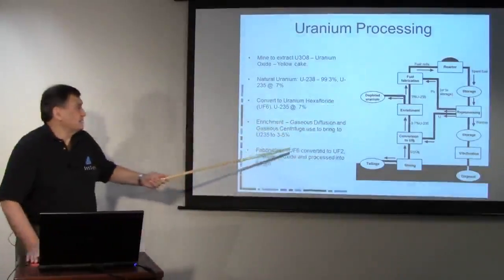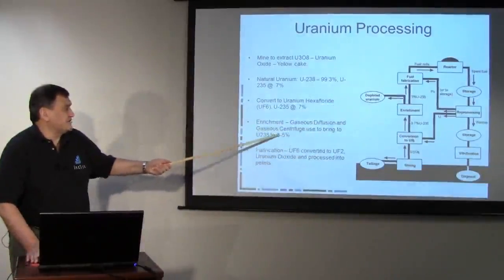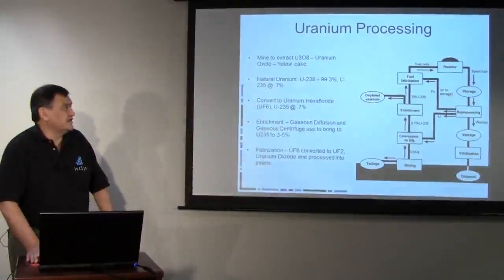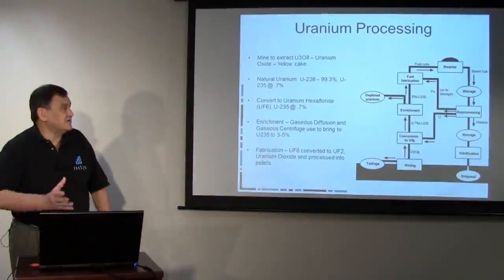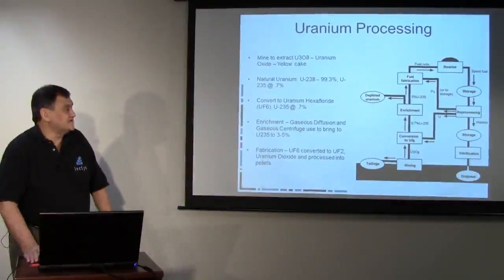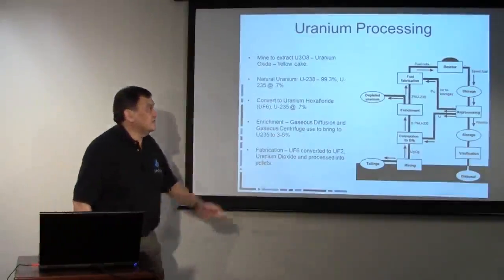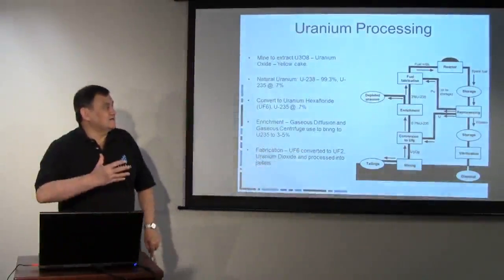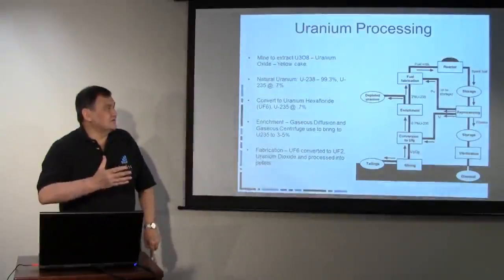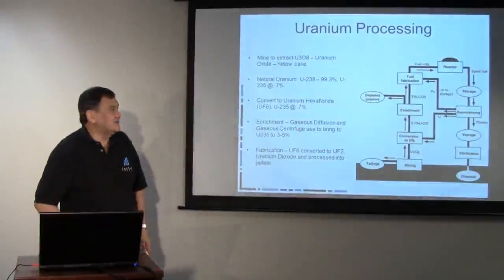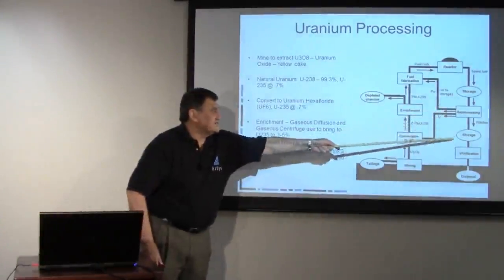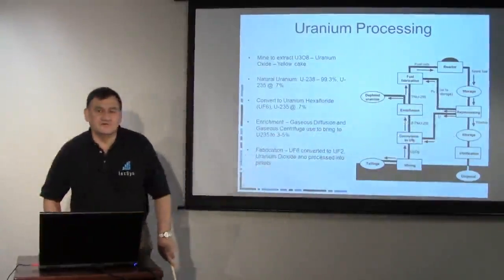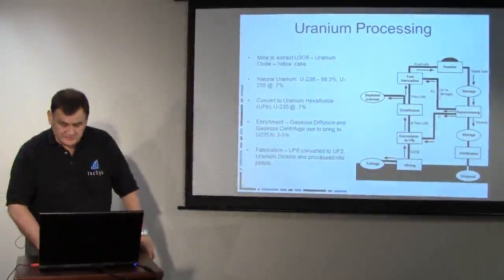But through that processing of enrichment, we get U-235, which makes up 3 to 5% of the net uranium, and that is what is used in the fuel rods. And then after the reactor has been used, where that fuel becomes depleted, it goes into storage and reprocessing, and then it can go through long-term storage and disposal.